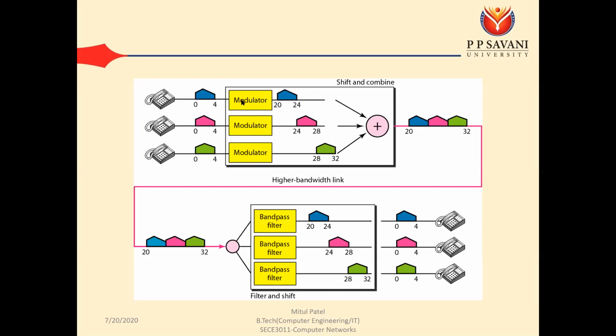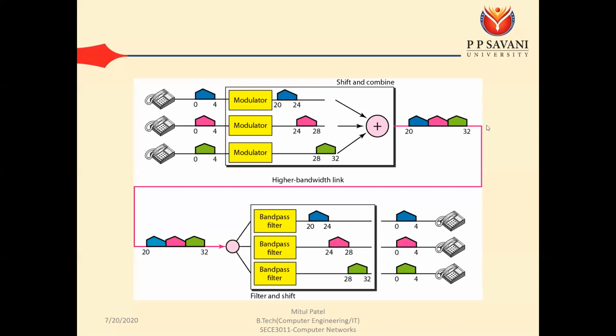So we can combine this 20 to 24 with 0 to 4. So we have the frequency range from 20 to 24 for the first telephone user. Then the second carrier signal, 24 to 28, is combined with this baseband signal. So we have the second one at 24 to 28, and the third one at 28 to 32. All 3 are combined. Combined means nothing but that in a single link we have 3 different channels, in which from 20 to 24 we have our first signal, from 24 to 28 the second, and from 28 to 32 the third.